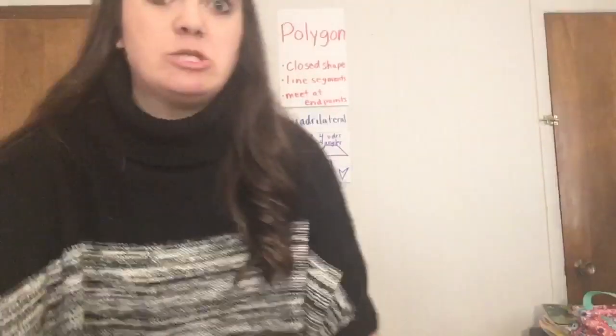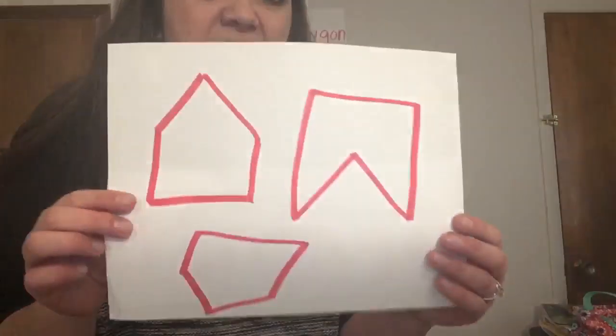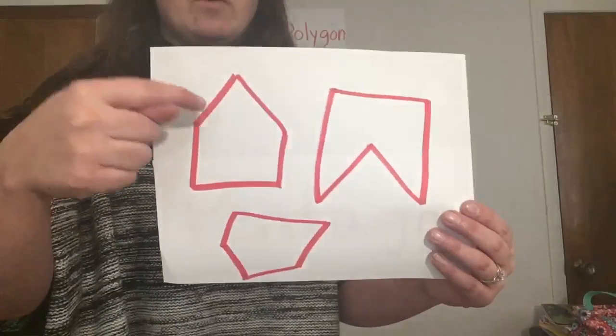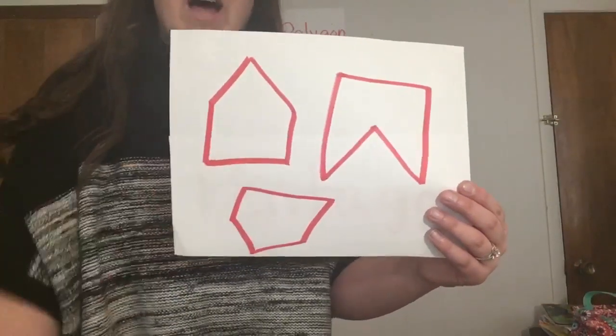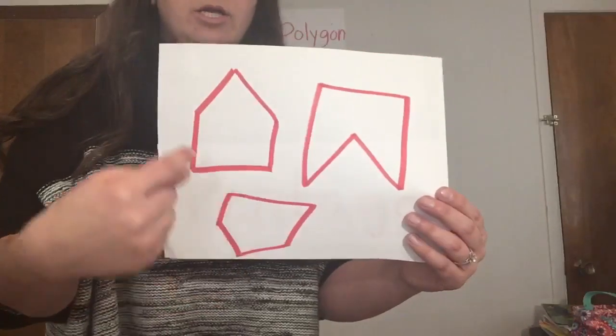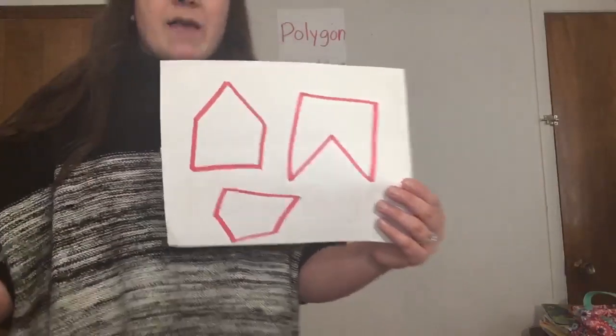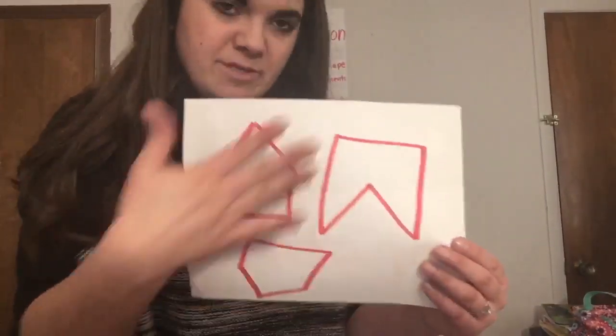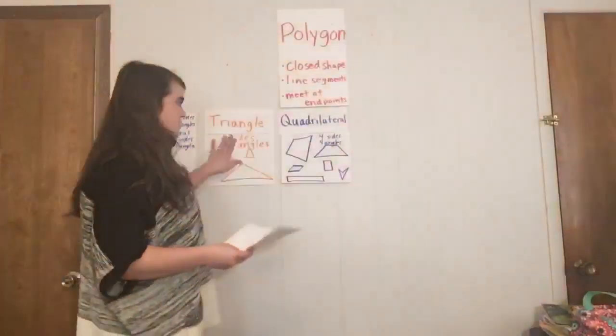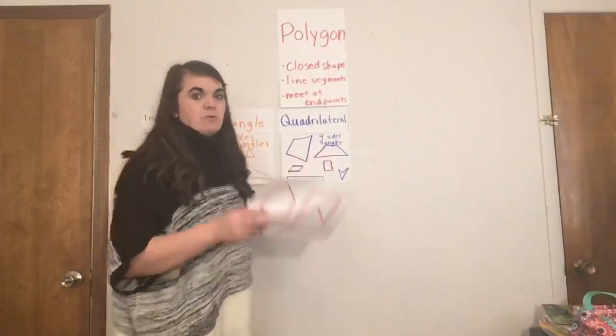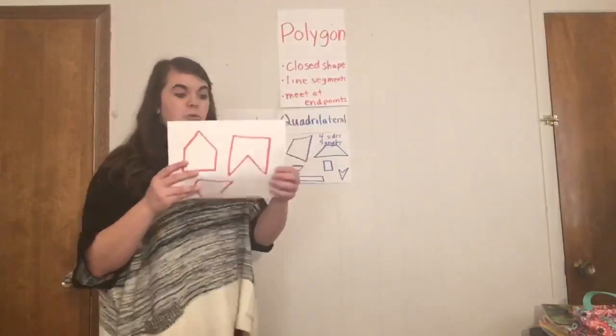All right, our next one looks like this. How many sides do they have? Let's count. 1, 2, 3, 4, 5. How many angles? 1, 2, 3, 4, 5. Boys and girls, all of these are examples of the same shape. So these are all examples of triangles. These are all examples of quadrilaterals. And these will all be examples of our new one.